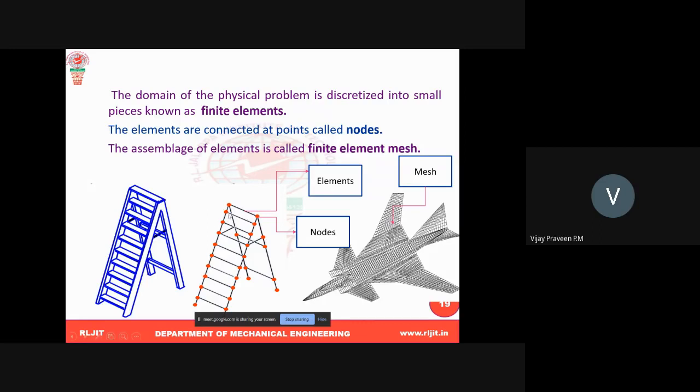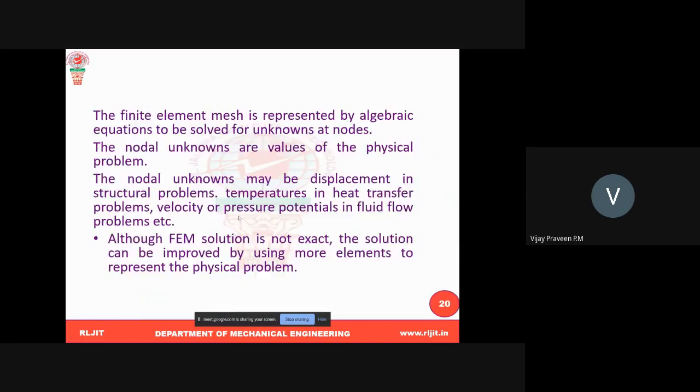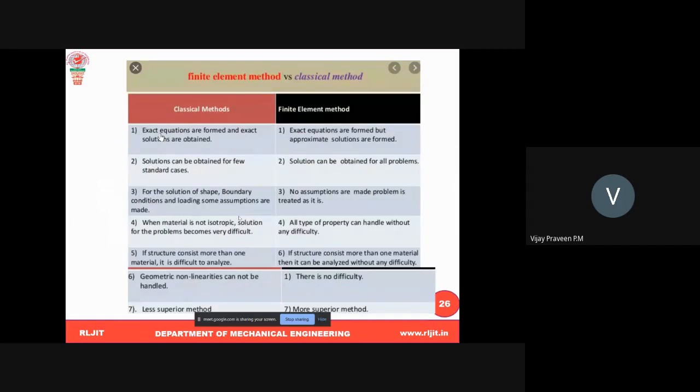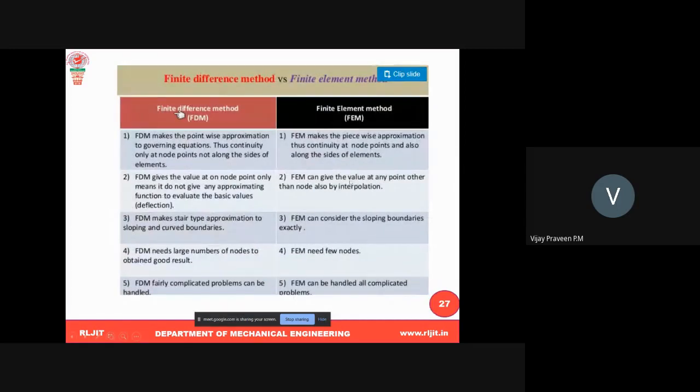Suppose I know the values here and here. It will only calculate at these two nodes, but it will not calculate here. But if you want the result here, you can apply the interpolation function. You can calculate anywhere between the elements. That is the beauty of the FEM. By applying the interpolation function, we can get the values. That is what he's saying here: FEM can give the value at any point other than a node also, by interpolation.